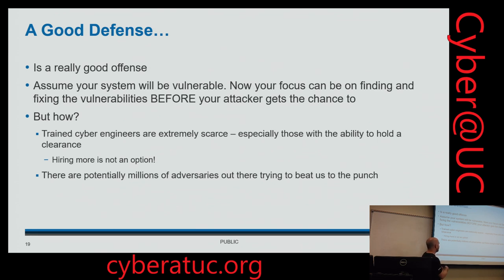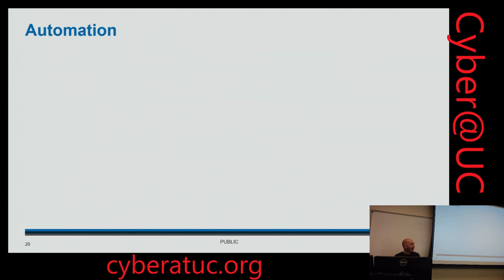On top of that, there are potentially millions of adversaries out there trying to beat us. So right now in China, there's probably a room very similar to this, but triple the size, of people learning how to do reverse engineering. So if any one of you can do the work of four Chinese people, please apply to Battelle. That's not very likely. So automation is going to be the key here. We're going to need to find ways to automate the work that we do in order to stay ahead of the game. We're going to need to do that in order to be relevant.